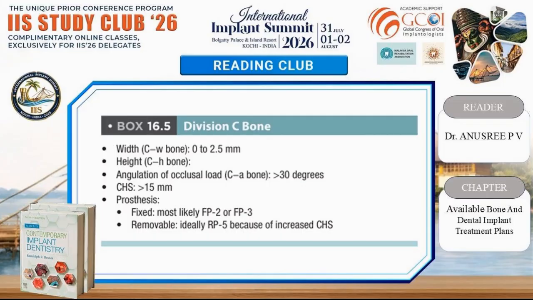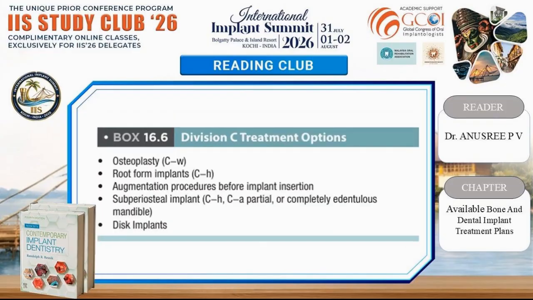Here width as Division C minus width of the bone is 0 to 2.5 mm, height, that is Division C minus height of the bone, and angulation of occlusal load is greater than 30 degrees, crown height space is greater than 15 mm, and prosthesis in fixed, it is most likely FP2 or FP3, in removable ideally RP5 because of increased crown height space. Moving to Division C treatment options, one is osteoplasty, second one is root form implant, third one augmentation procedure before implant insertion, fourth one subperiosteal implant, and fifth one disc implants.